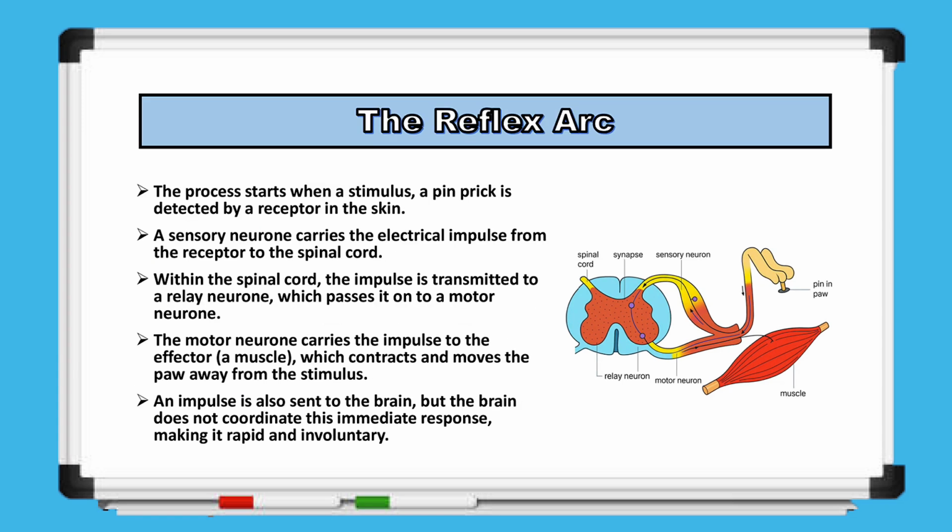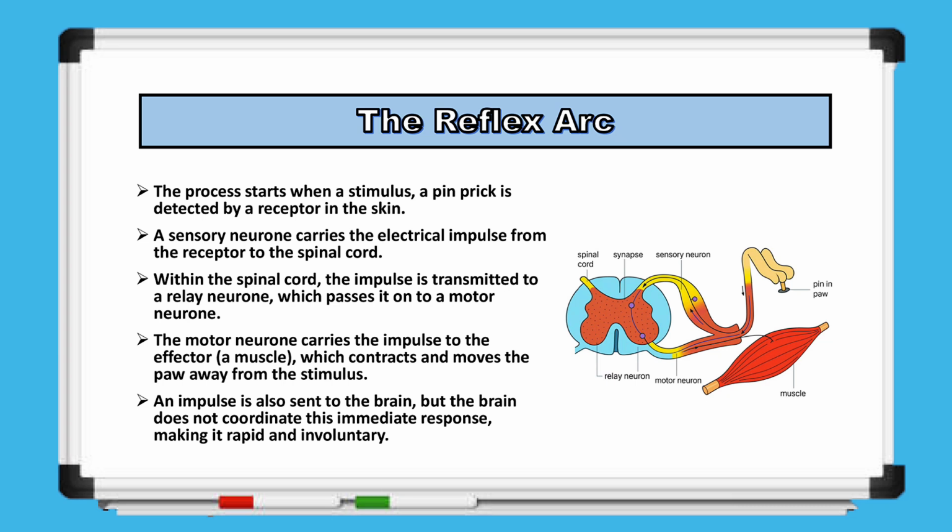The reflex arc begins when a stimulus, such as a pin prick, is detected by receptors in the skin. These specialized receptors immediately recognize the harmful stimulus and generate an electrical impulse. This impulse is then transmitted by a sensory neuron from the receptor to the spinal cord. Once the impulse reaches the spinal cord, it is passed across a synapse to a relay neuron. The relay neuron then transfers the impulse to a motor neuron within the spinal cord. The motor neuron carries the impulse from the spinal cord to an effector, which in this case is a muscle. The muscle receives the signal and contracts, causing the paw to quickly withdraw from the painful stimulus.